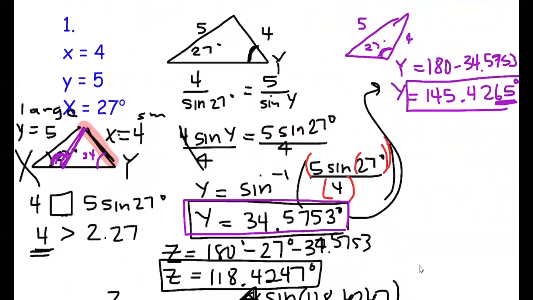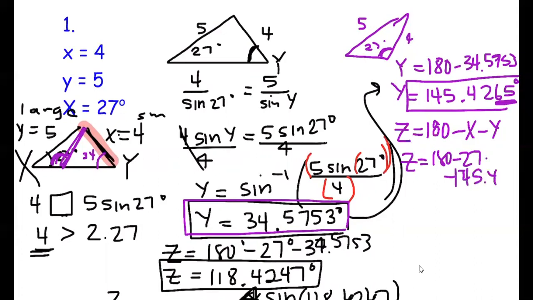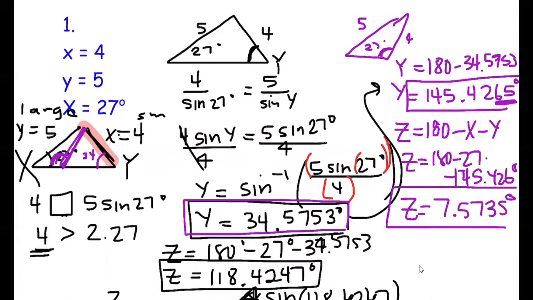Okay, so there's angle Y. We have to find angle Z. Angle Z is 180 degrees minus angle X and minus angle Y. I'm going to use my incorrect angle Y for this because, again, I'm not going to re-record. So 180 minus 27, and then minus this 145.4265 means that angle Z is 7.5735 degrees.